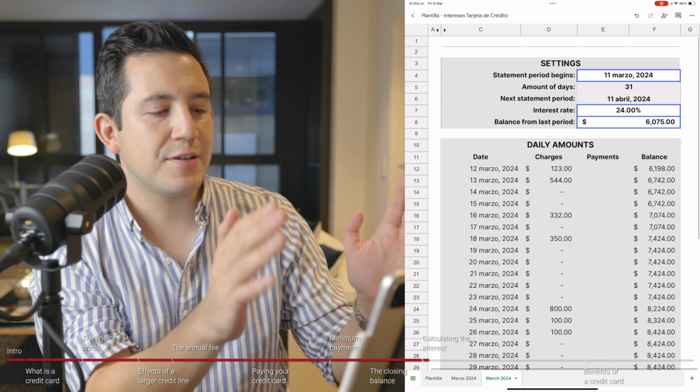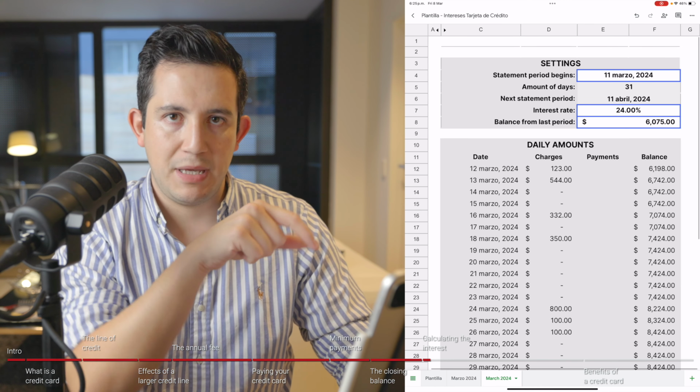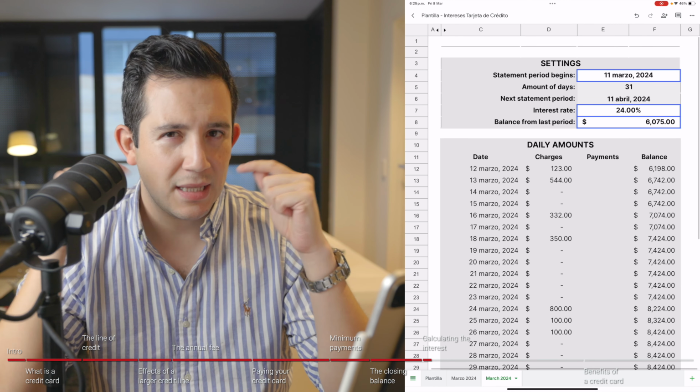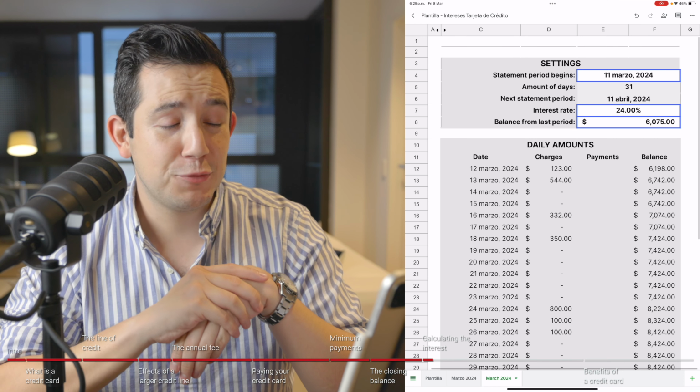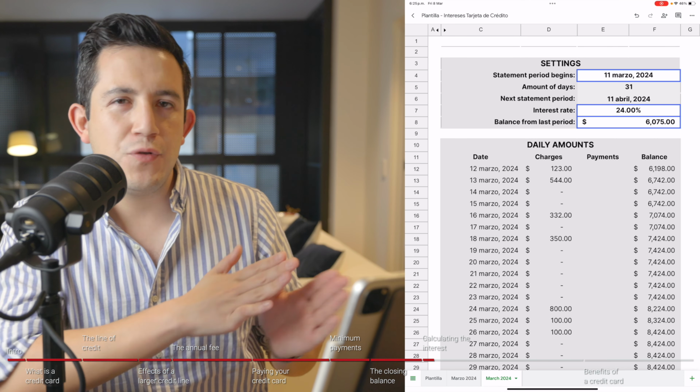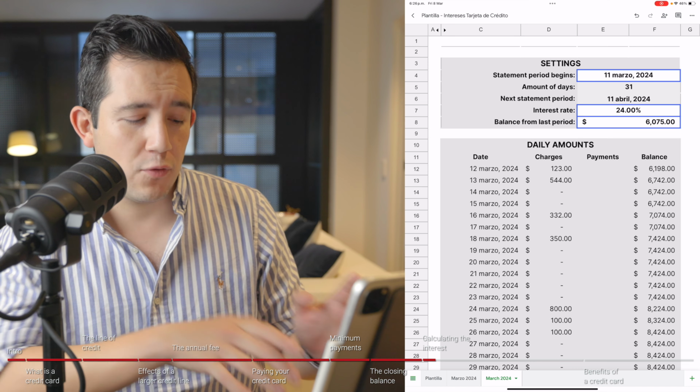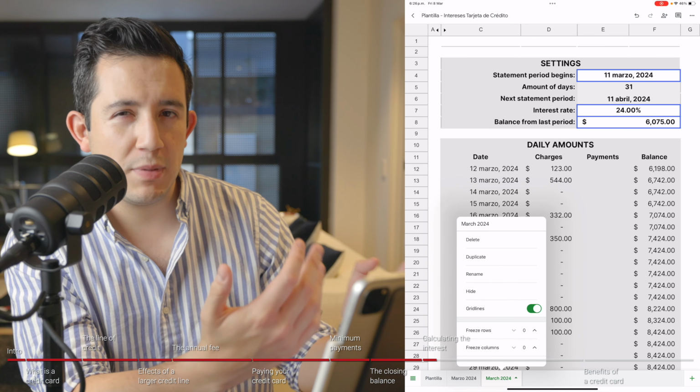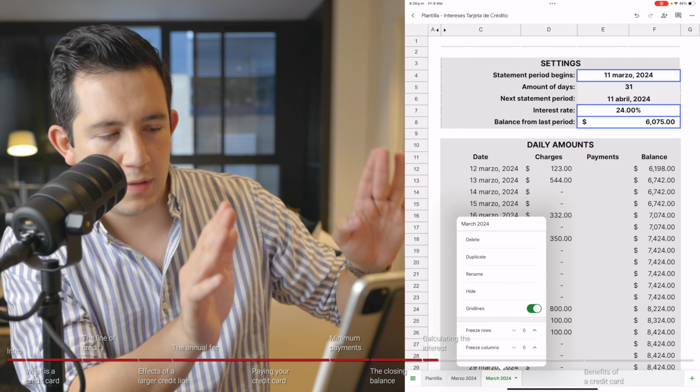Now, this all brings me to the math of how is it that you would calculate how much interest you would generate if you don't fully pay your credit cards on time. So I have created this spreadsheet that you're gonna be able to find in the link in the description. It is my financial spreadsheets store, and you're going to find this March 2024 example that you can of course always duplicate so you can start for any month in the future.